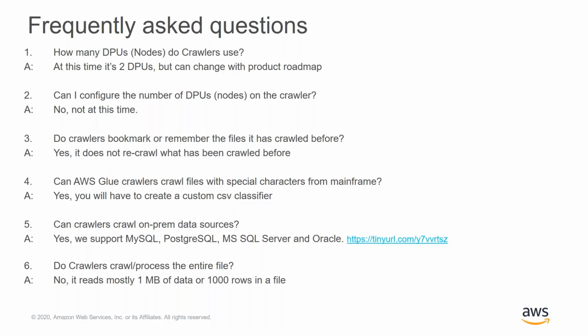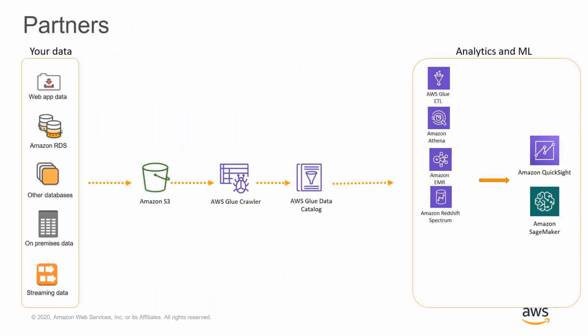No. So if you have a really large JSON file, a 10 gig JSON file, we only sample parts of this data. We don't go through the entire data, okay? We sample data and roughly pick about a MB of data or about 1,000 rows to decipher the schema of this data. We don't crawl the entire file, all right? Not at this time. However, if you have 1,000,000 files, we will go through the whole 1,000,000 files, but if these are bigger files, we will not go through the entire file. We will limit it, like I said, to 1 MB or 1,000 rows in that file.